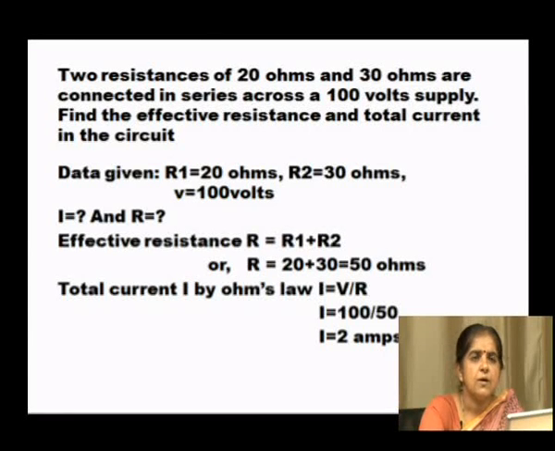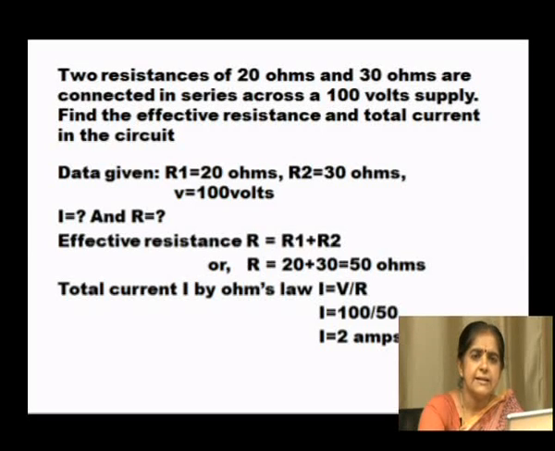Okay. So, how many resistances are there? Two resistances. The two values, let it be R1 and R2. One is 20 ohms and another one is 30 ohms. This configuration is series configuration. The entire series circuit is connected across a supply voltage of 100 volts. So, in such a circuit, what would be the value of current and resistance? Let us try to find out.